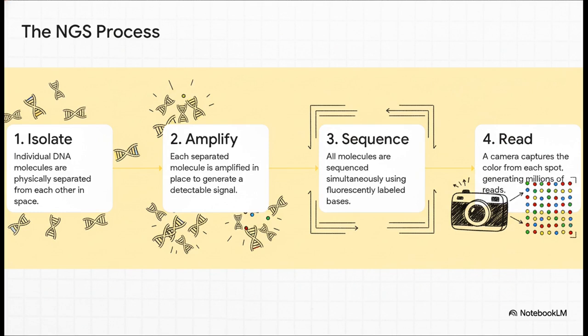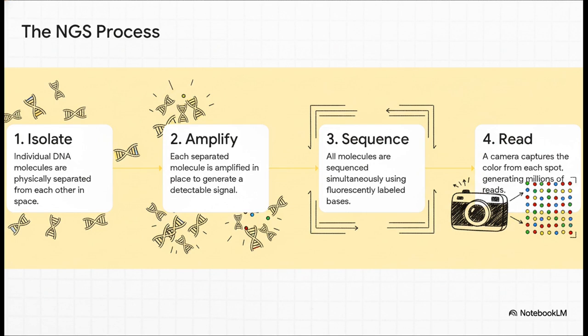The machine adds the DNA building blocks A, C, G, and T one by one, and each letter has a different colored fluorescent tag. After each letter is added, a camera takes a picture, recording the color at every single spot on the slide. By stacking all these pictures, the computer can read the sequence of colors for each tiny fragment and piece together millions of DNA sequences all at once.